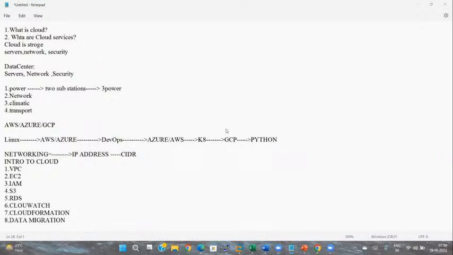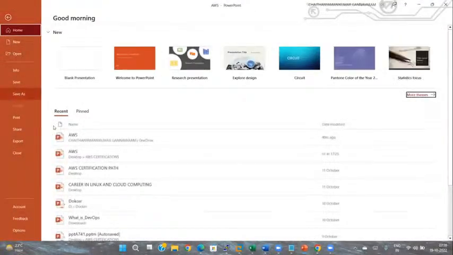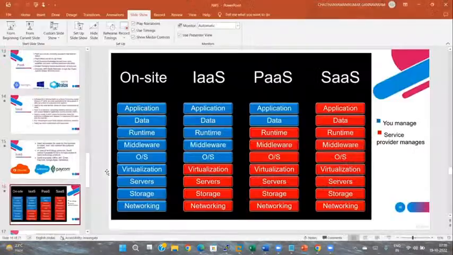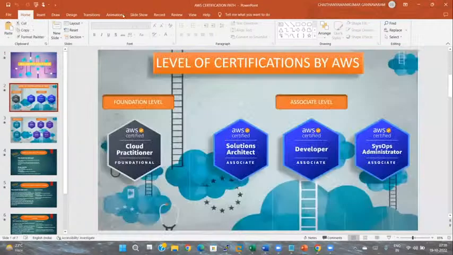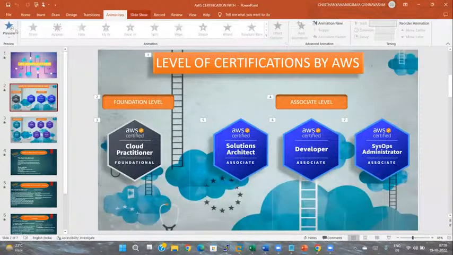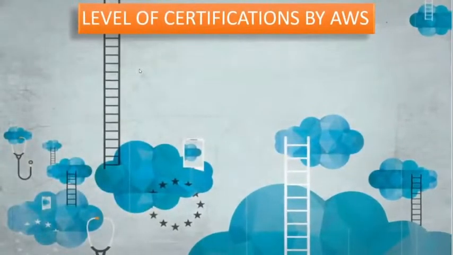What AWS certifications can I possibly plan? You can plan AWS associate level certifications. Let me show you one thing. If you are completing this course, you can plan for this certification. You can go with this.